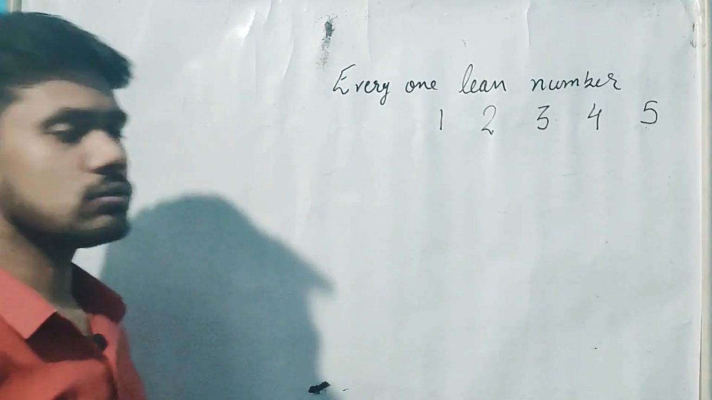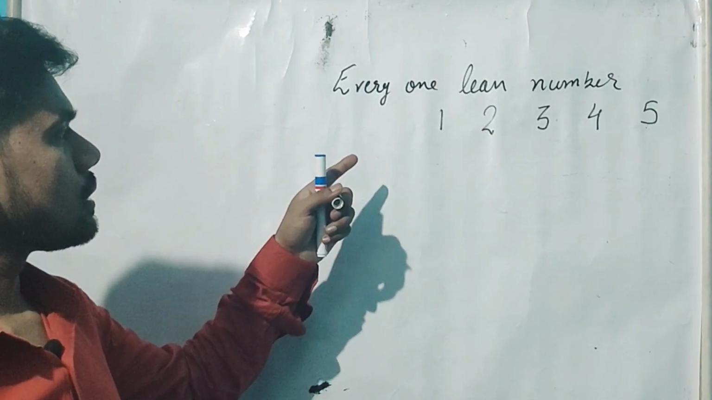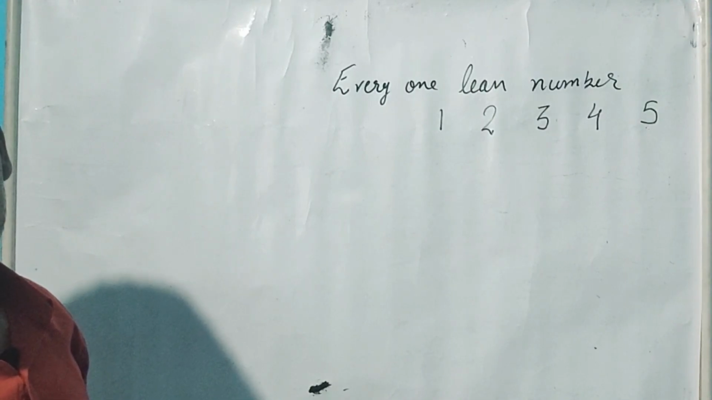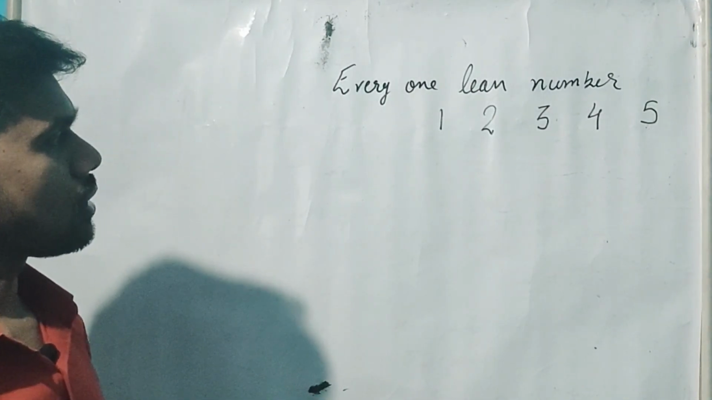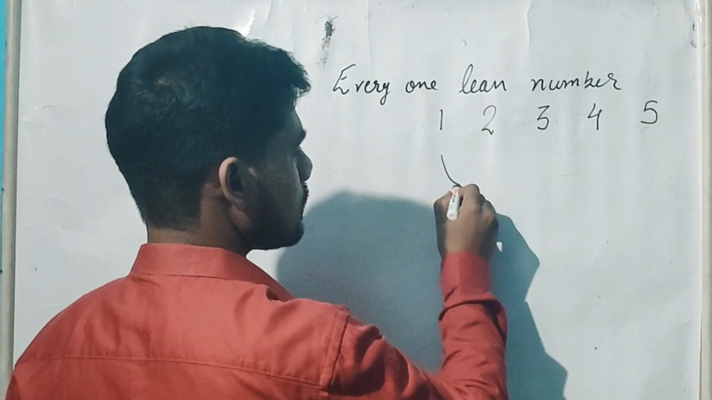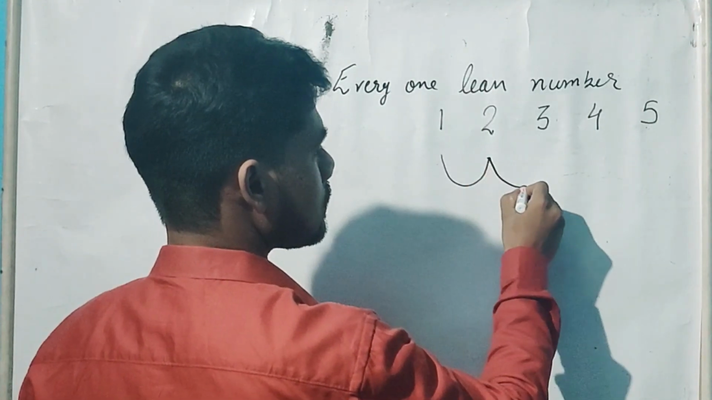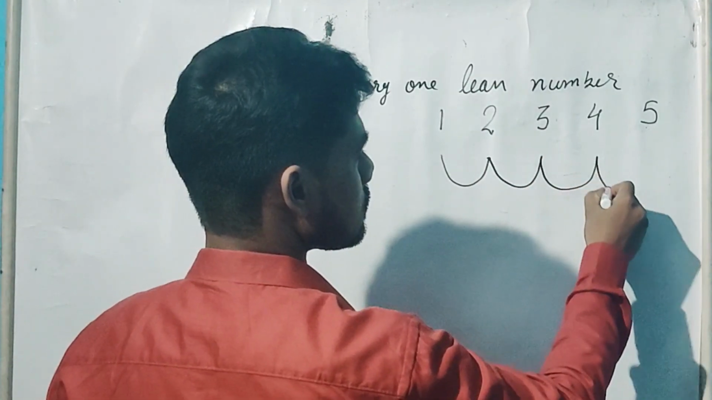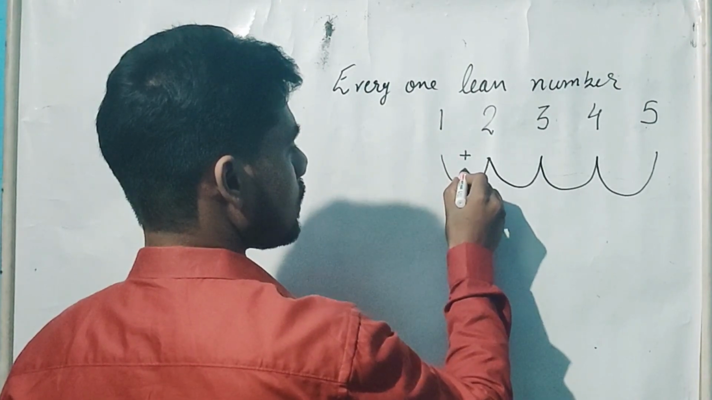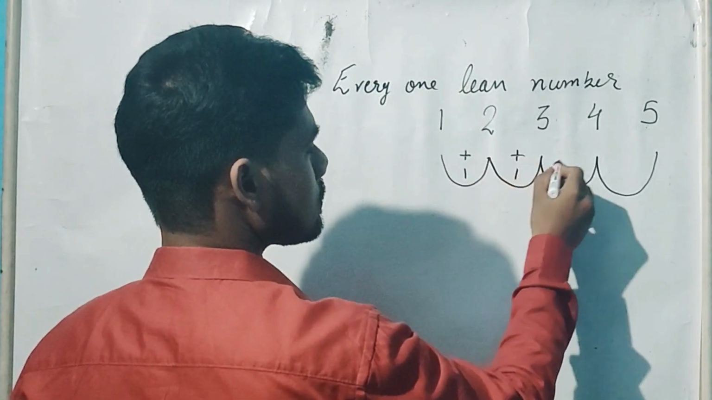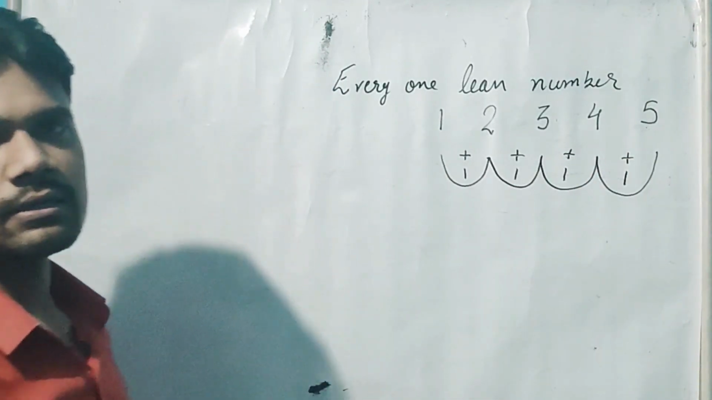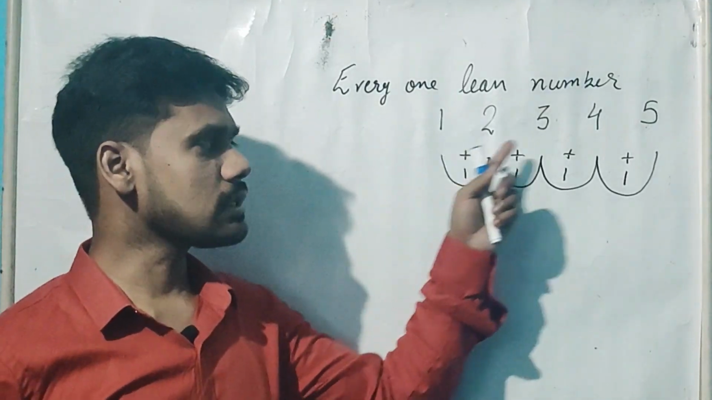So you see the numbers are 1, 2, 3, 4, 5. All these numbers are in the form of a pattern that is easily acknowledged. So if we add these numbers 1 by 1, plus 1 plus 1 plus 1 plus 1, what will we get? We will get the numbers in increasing order.